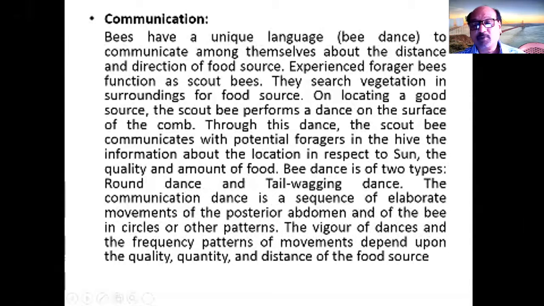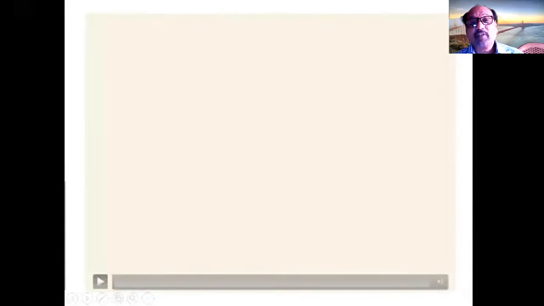Bee dance is of two types. One is known as the round dance and the other is known as the tail wagging dance. The communication dance is a sequence of elaborate movements of the posterior abdomen of the bees in circles or other patterns. The vigor of the dance and the frequency patterns of movement depend upon the quality, quantity and the distance of the food source. So with the help of this video, you can get the idea of how they are communicating.